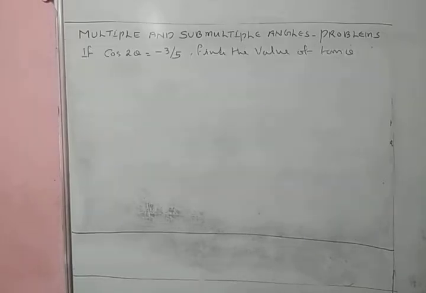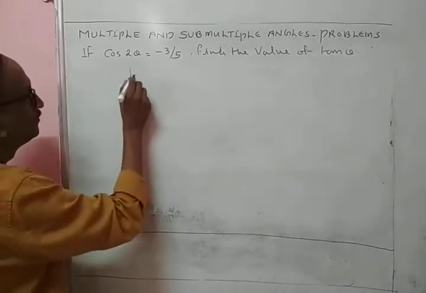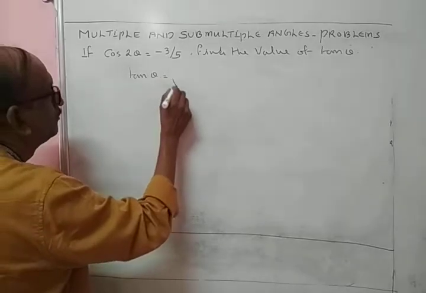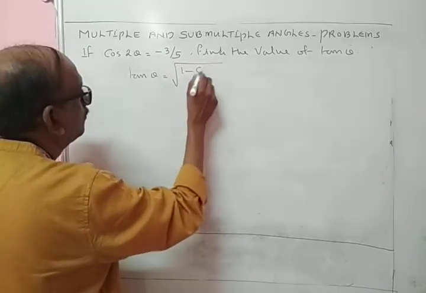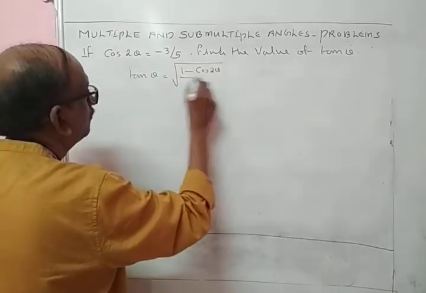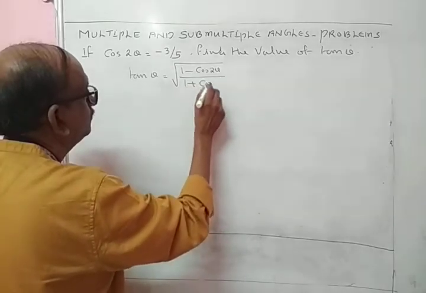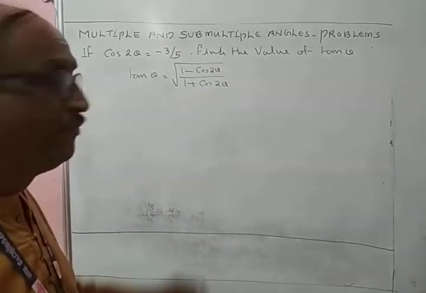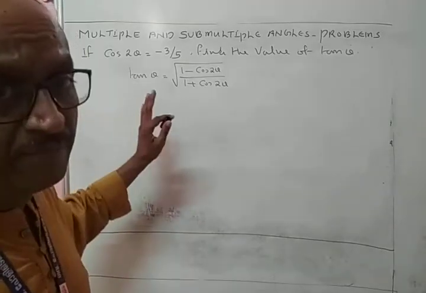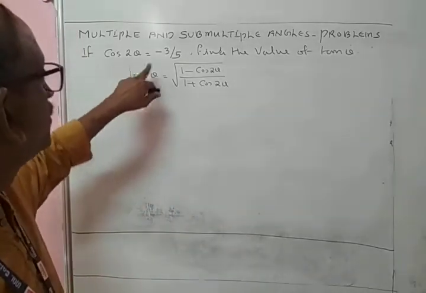Another problem. If cos 2 theta is equal to minus 3 by 5, find the value of tan theta. We know that the formula for tan theta is root of 1 minus cos 2 theta by 1 plus cos 2 theta. This is the formula for tan theta. We already wrote the result. Substitute cos 2 theta.